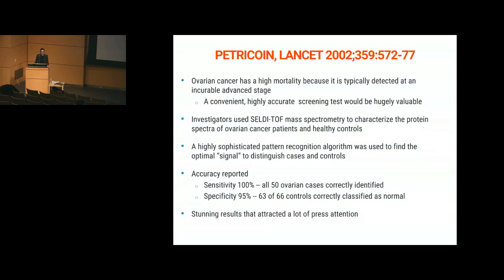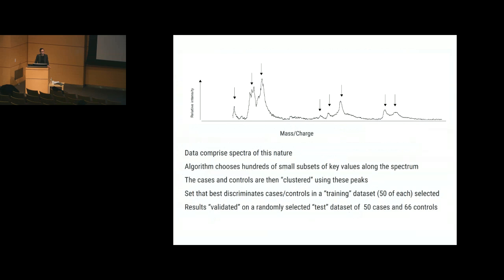They reported a sensitivity of 100%, which, as you can imagine, is suspicious, that all 50 ovarian cases were correctly identified, and specificity of 95%, 63 of 66 controls correctly classified as normal. They were stunning results. They received a lot of press, especially because they had early stage patients in their database. I will not go through the details.